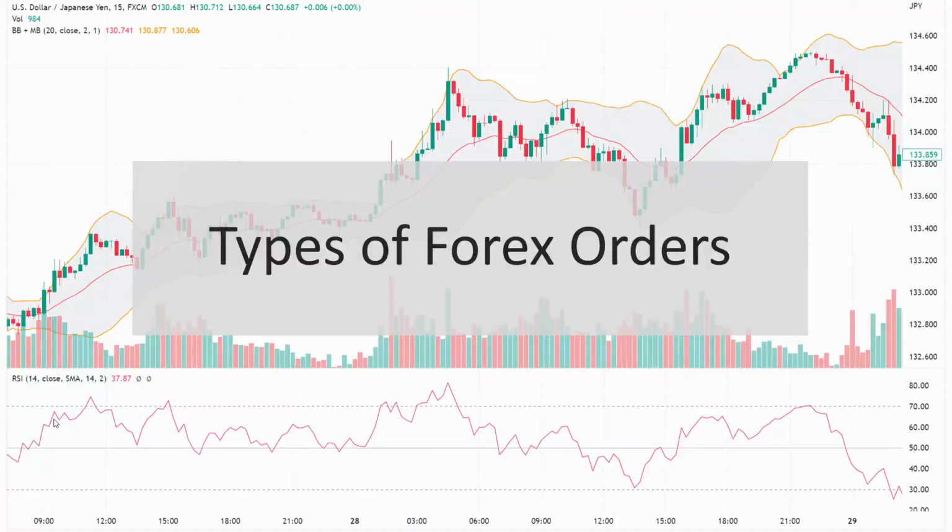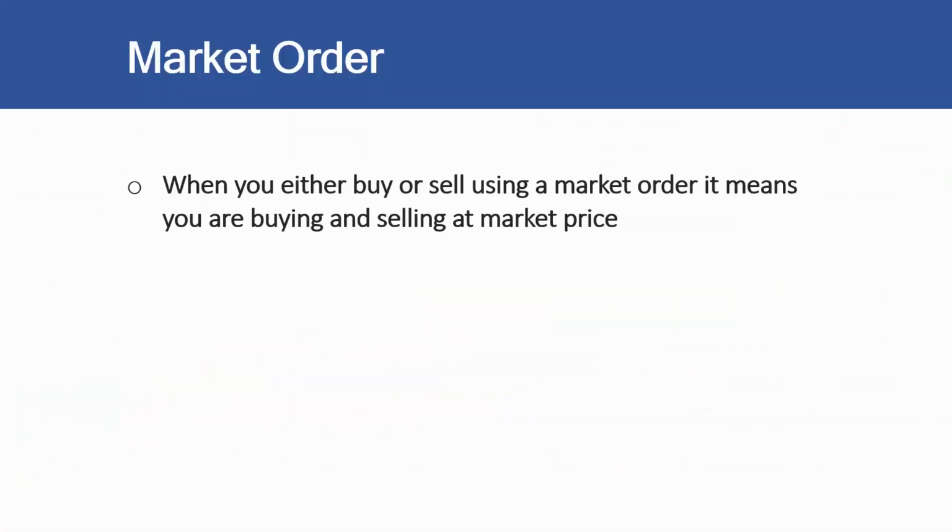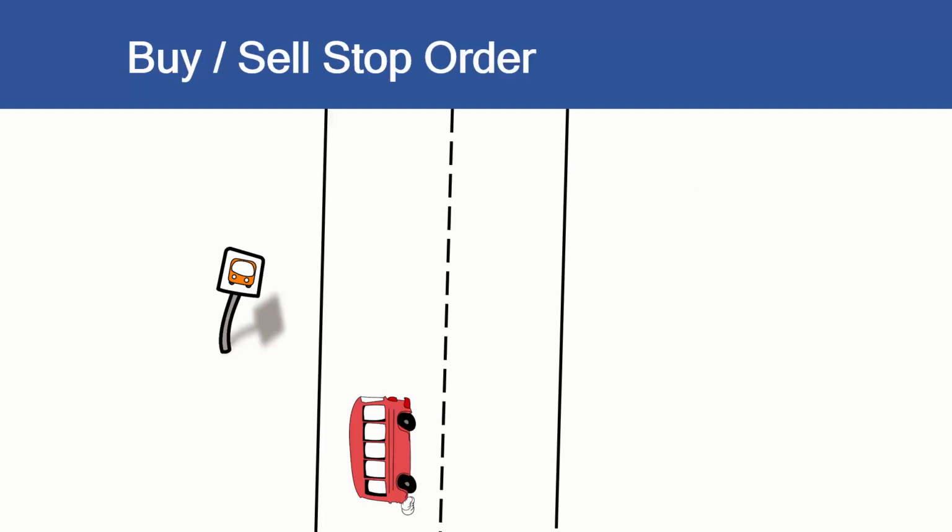In this lesson, I want to introduce you to the types of Forex orders. There are 3 orders you can take to enter a position. The first is a market order. When you either buy or sell using a market order, it means you are buying and selling at market price. The order will happen instantly at whatever the market price is. This order can be relevant to your trading strategy, but there are 2 more order types that you should be aware of. First, let's cover the buy-sell stop order.